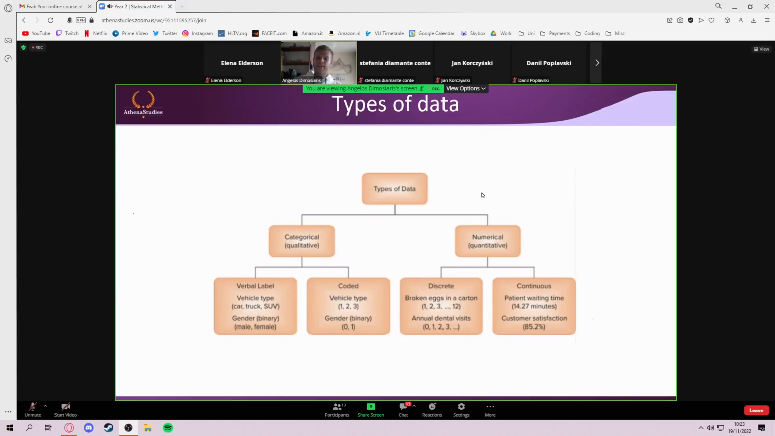On the other hand, we have the numerical types of data. We can have discrete or continuous numerical data. The discrete is like numbers that don't have decimals. So the broken eggs in a carton can be 1, 2, 3, and up to 12, for example. But when it comes to continuous data, you can have decimals. So the patient waiting time can be 14.27 minutes, for example.